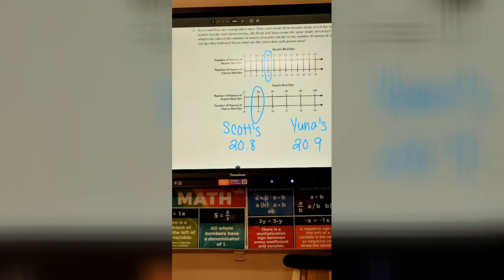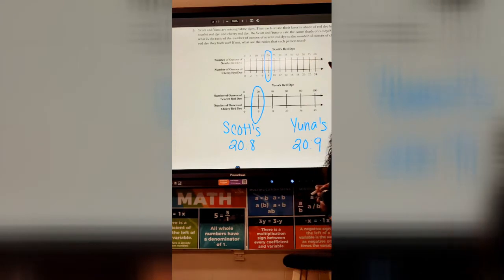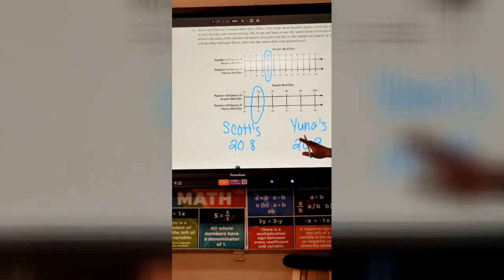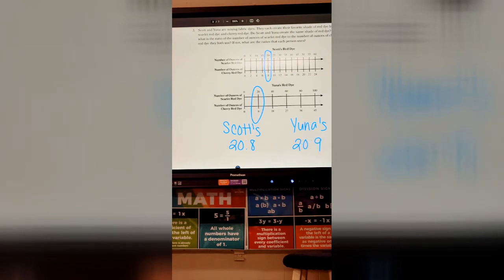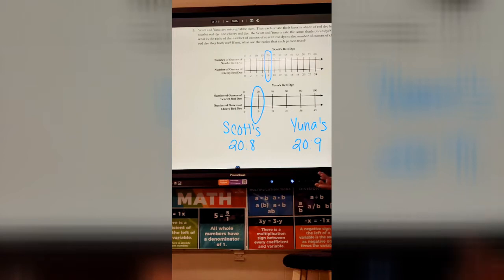So that tells me that these do not have the same shade, because when Scott uses 20 ounces of scarlet red dye, he only uses 8 ounces of cherry red dye. And when Una uses 20 ounces of scarlet red dye, she uses 9 ounces of cherry red dye. So this tells me that these two are not equivalent, and in this case, they do not have the same shade.